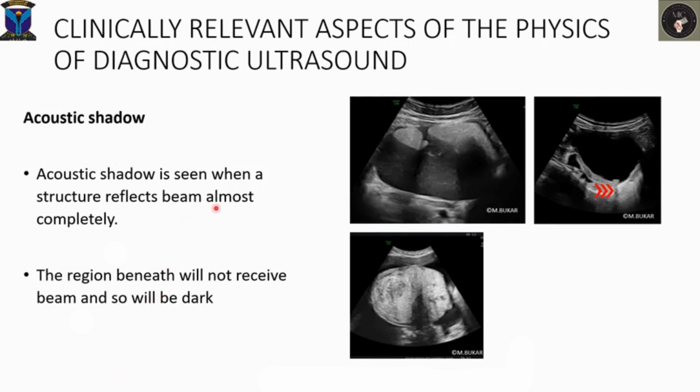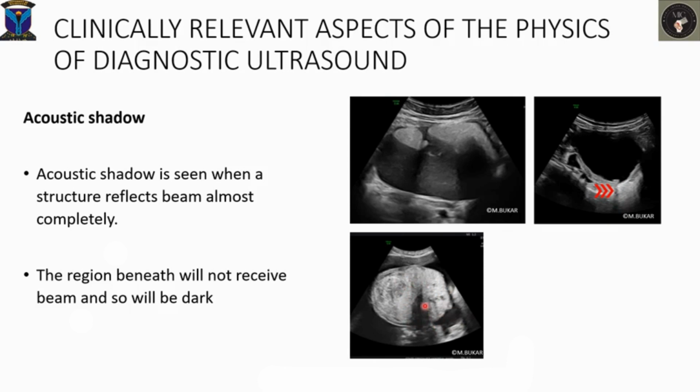Acoustic shadow is seen when a structure reflects the beam almost completely. Here we can see this fat ball in a dermoid. This reflects the beam almost completely, and therefore the area beyond the structure will not be seen, so the area beyond it appears dark. Similarly, here we can see a case of cystadenofibroma, reflecting the beam, and the area behind this is not seen. The same thing with this case of suspected fibroma.